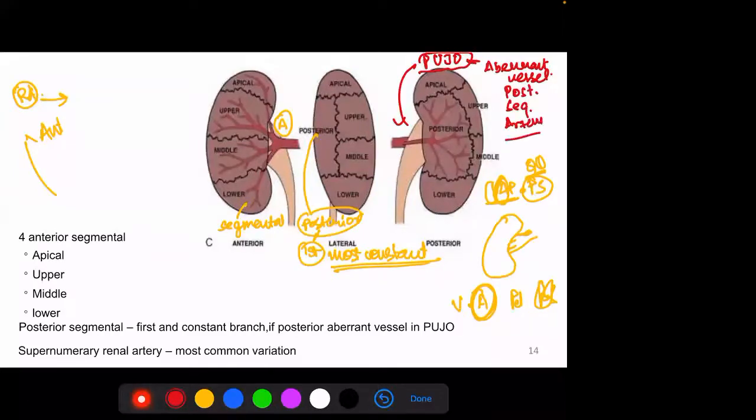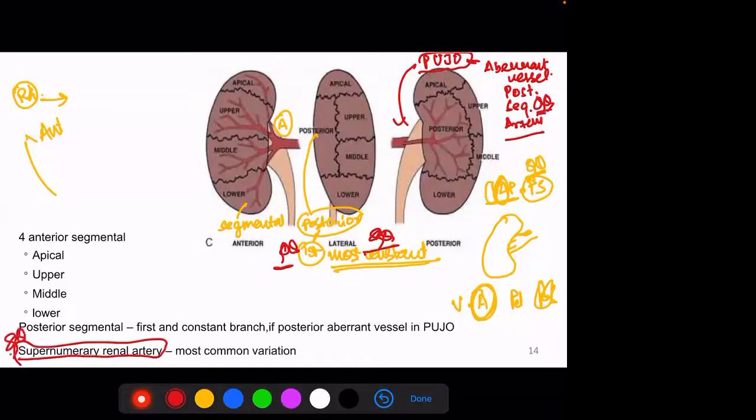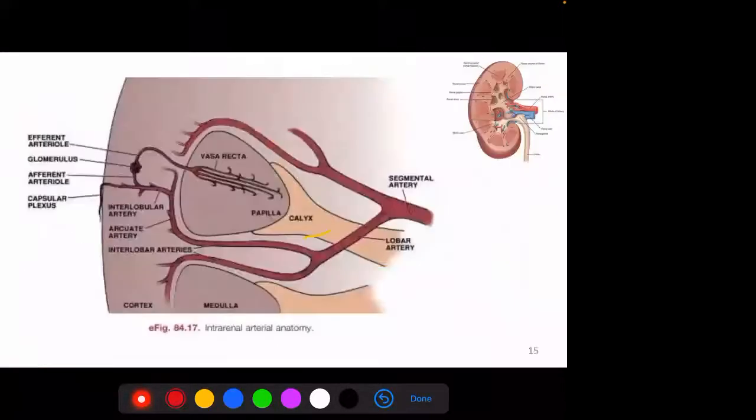It is usually the most constant branch. This is one important point: first branch, most constant branch, and if it is aberrant, it causes PUJO. Are you getting my point? The most common variation seen in the renal artery is supernumerary renal arteries. Multiple renal arteries supply the kidney, one from the aorta, another also from the aorta, and some from other branches, like the SMA. They supply the kidney.